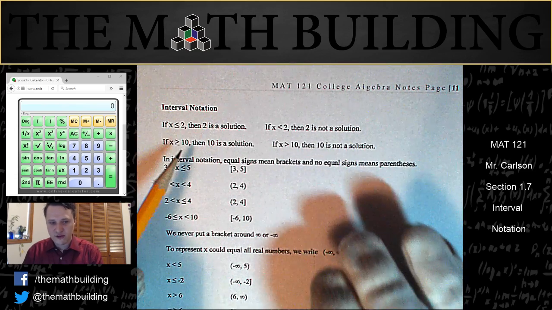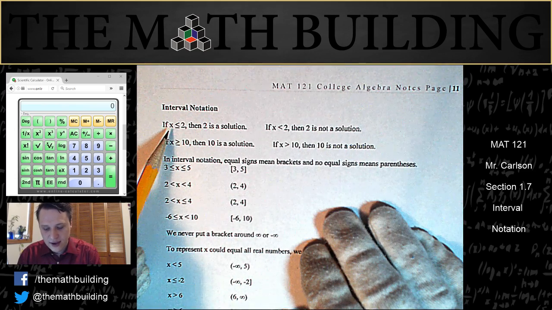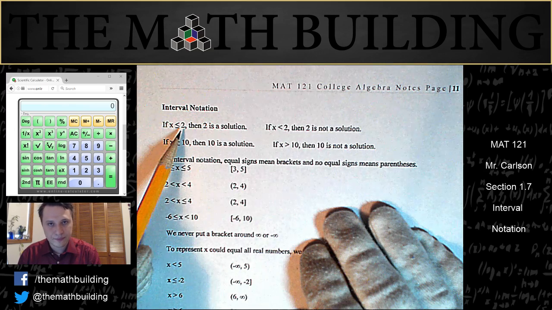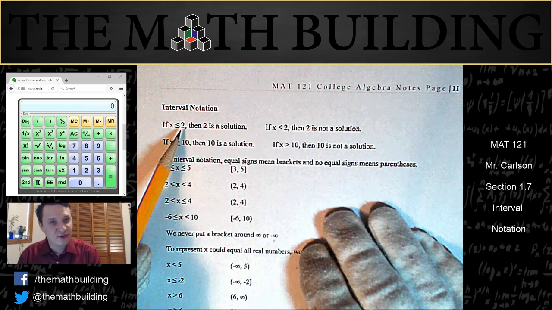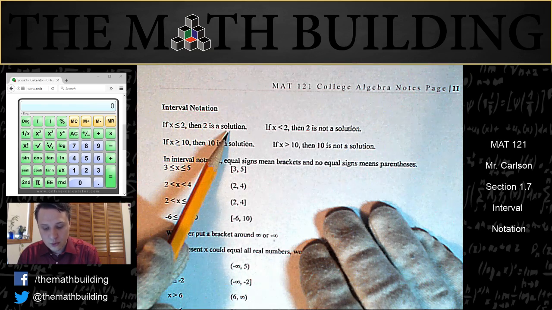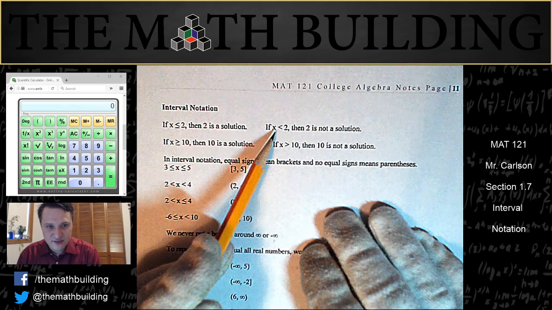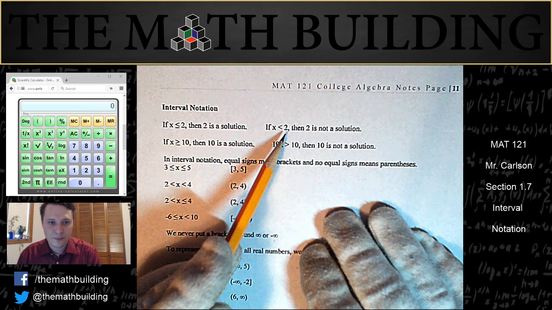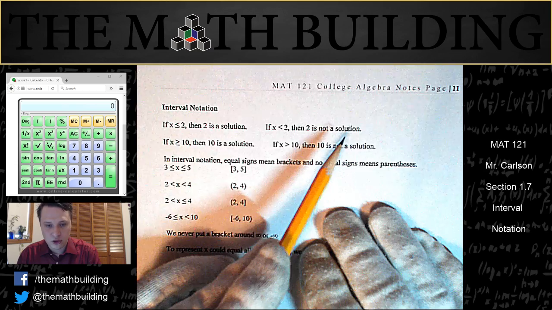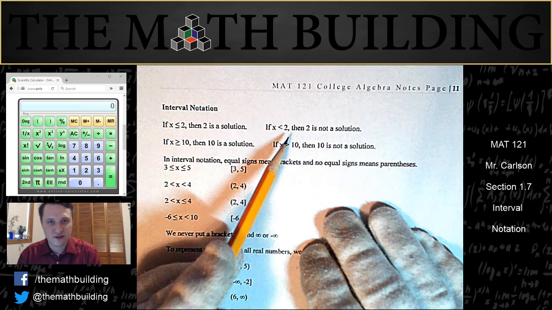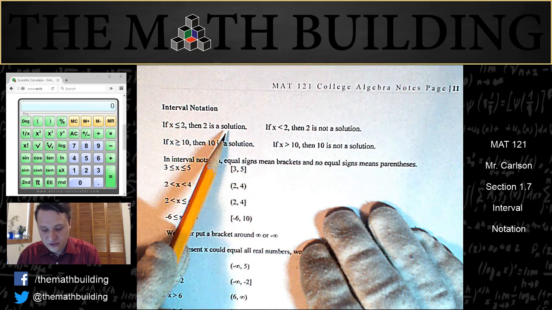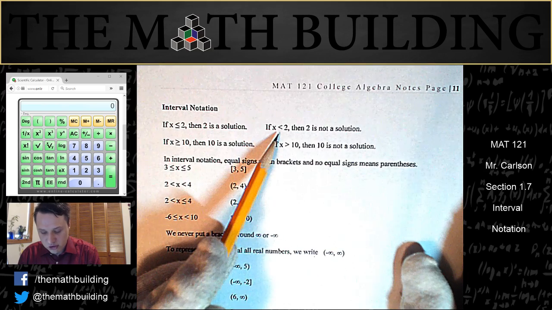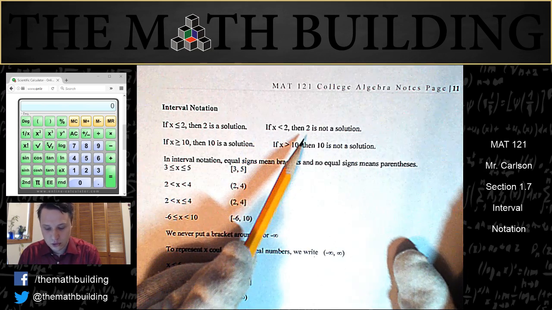So first off, let's cover something really important. Consider x is less than or equal to 2. If this is the case, then x is any number that is smaller than 2 or equal to 2. And so 2 is a solution. However, if I have x is strictly less than 2, then 2 is not a solution because 2 is not smaller than 2. So if it's less than or equal to 2, 2 is a solution. If it's strictly less than, then 2 is not a solution.